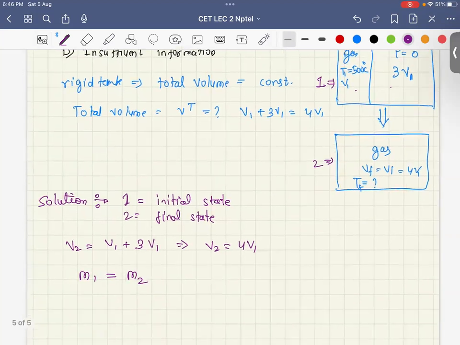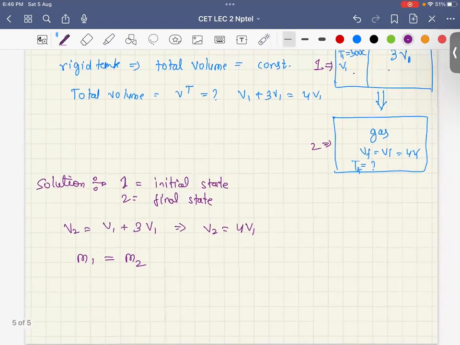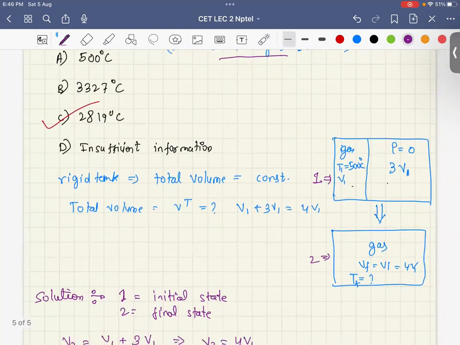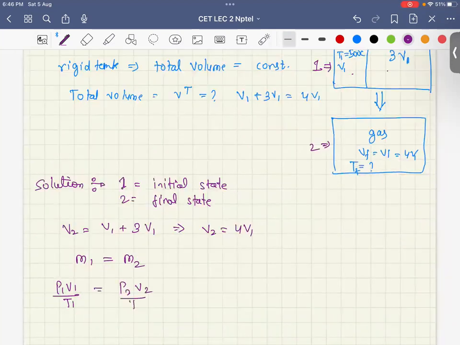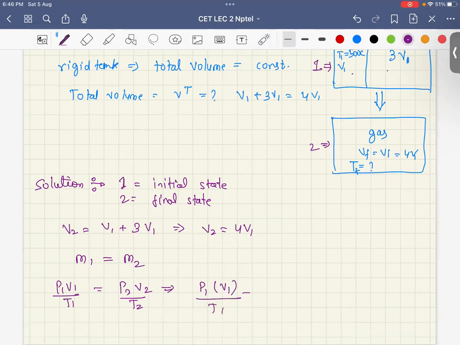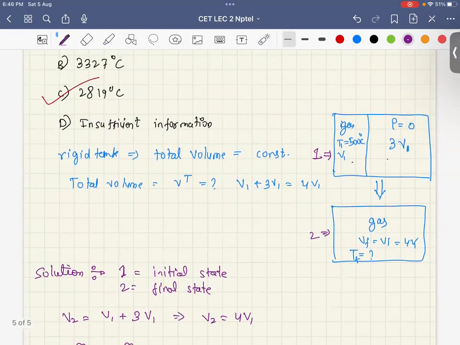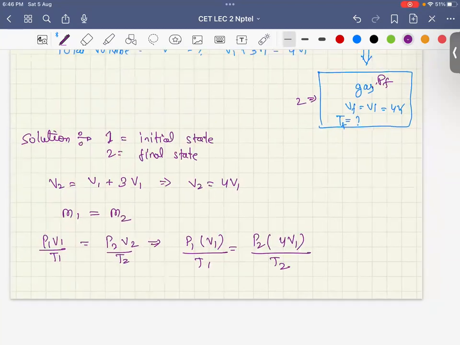And we are also given that it's an ideal gas. So we just write P1 V1 by T1 is nothing but P2 V2 by T2, right? So we substitute the values: P1 into V1 by T1 is going to be P2 into 4 times V1 by T2. And we also know that the pressure of the system is going to remain the same, because initially the pressure was 0 here. So this is the final pressure, and this is the initial pressure.